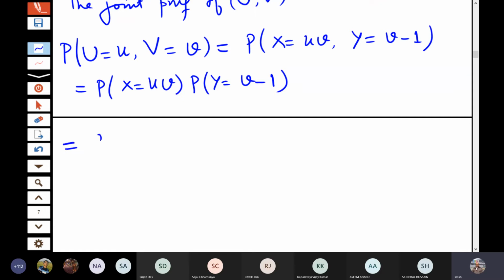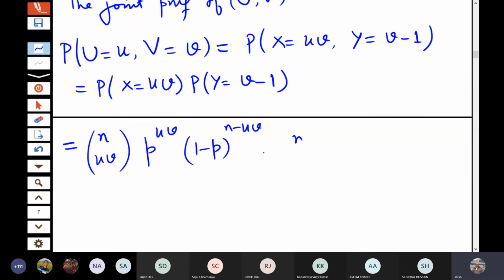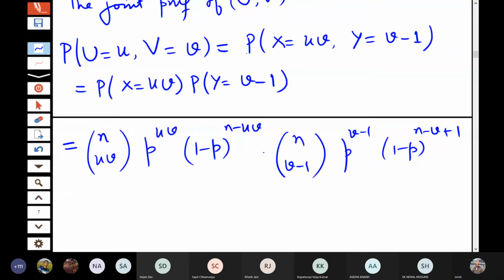So this we can write as nC(uv) p to the power uv, 1 minus p to the power n minus uv, nC(v minus 1) p to the power v minus 1, 1 minus p to the power n minus v plus 1. And I have already written the range of u and v, so that is there. So is this example clear? This is a direct PMF approach.